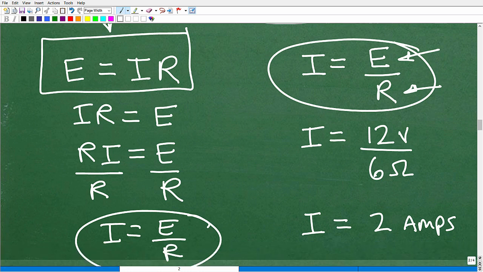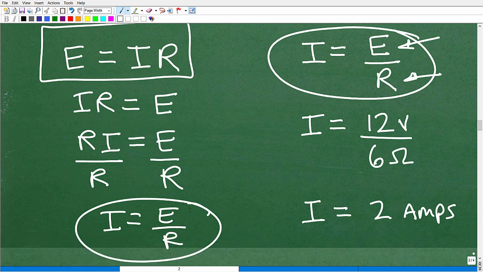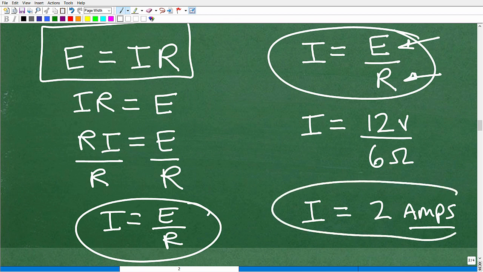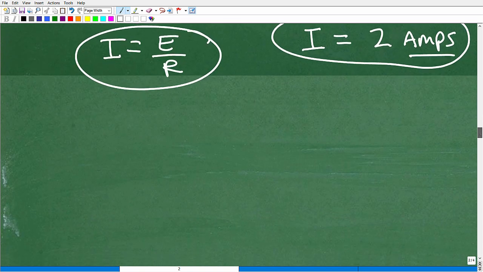I'm going to spare you all the physics and the concepts behind the units of measure. It is important that you put the proper units of measure here, because you can be working with different forms or bigger values, so you need to be sensitive to units of measure. But volts over ohms gives us amps. So 12 divided by 6 gives us 2. I is our current, so the current in that circuit is 2 amps. All right, let's move on to another example.